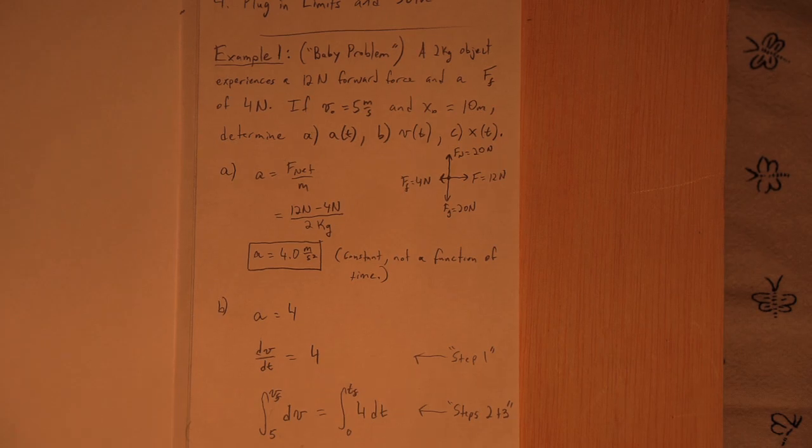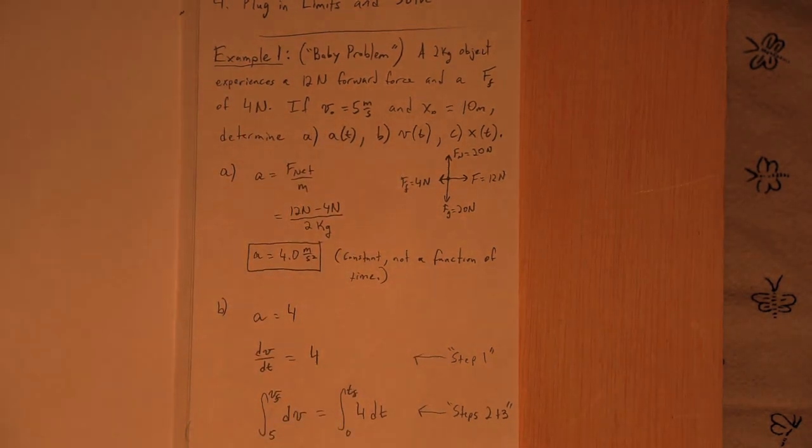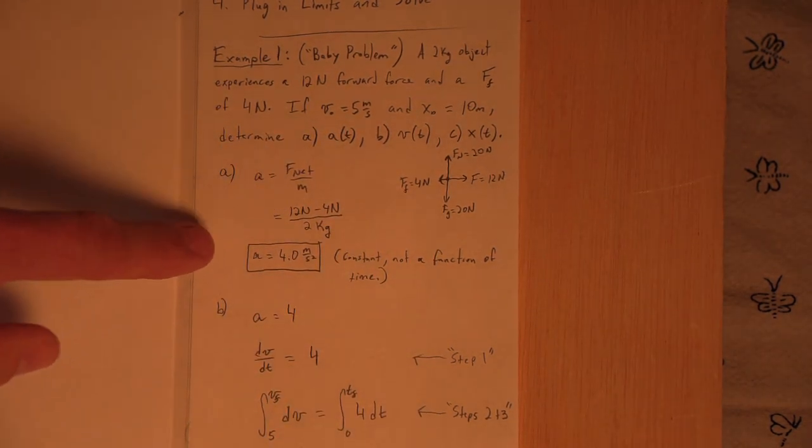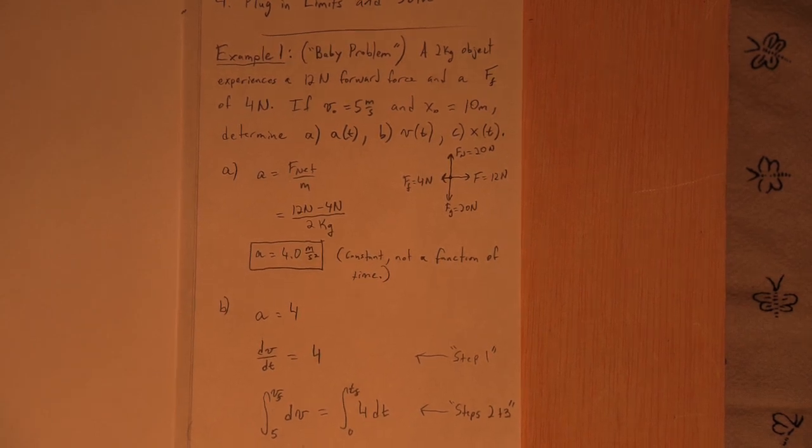So if I calculate the acceleration as a function of time, I do forward force minus backwards force for the net force. 12 minus 4, over 2, and I get 4 meters per second squared. And notice that's not a function of time. It's just a constant. It's 4. So my velocity is speeding up by 4 every second: 0, 4, 8, 16. Constant acceleration.